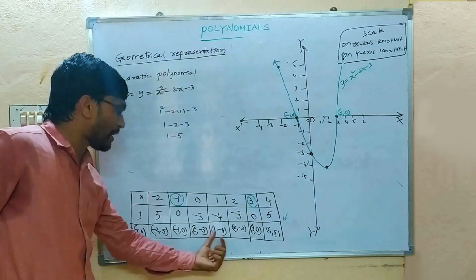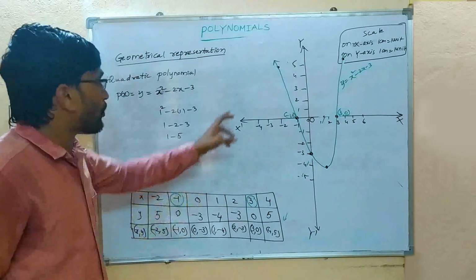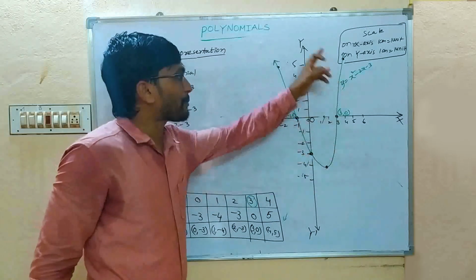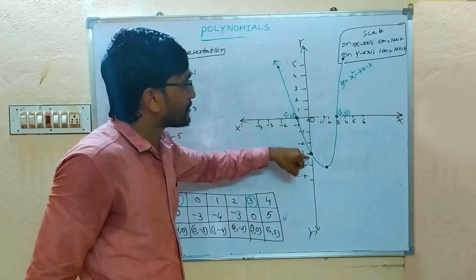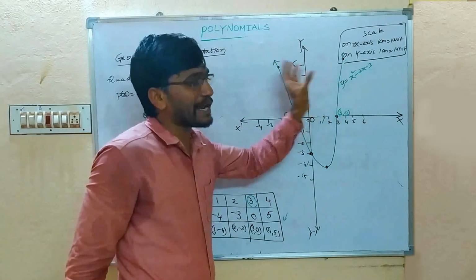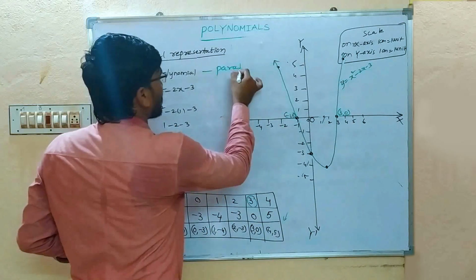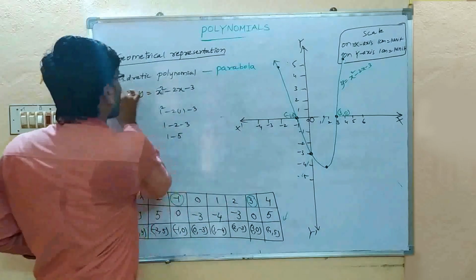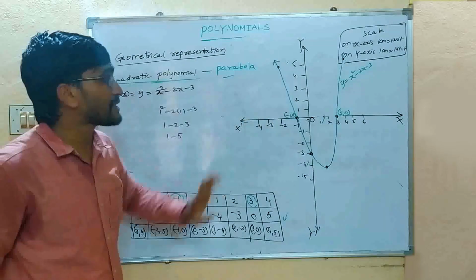So here we get the points. Now plot the points on the graph paper and join them with a free hand. Then it represents one shape. That shape is nothing but a parabola. So the graph of a quadratic polynomial is a parabola.